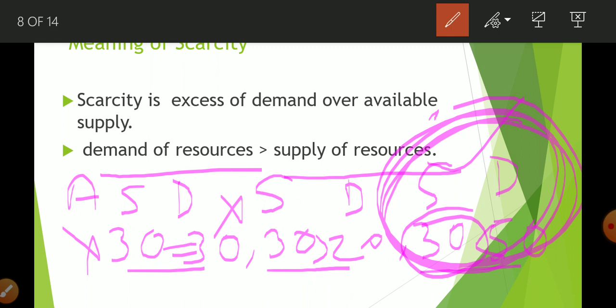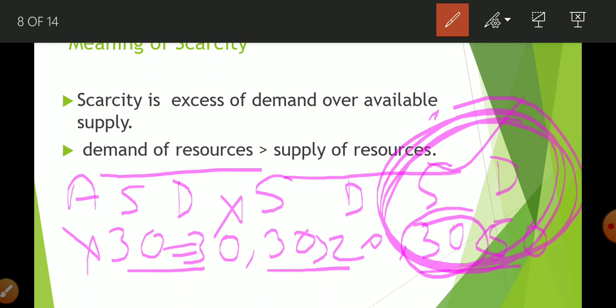Suppose we talk about diamond and water. Water is necessary for our survival. Without water we cannot survive. But on the other hand, if you do not have a diamond, you are not going to die. But if you do not have water for a few days, obviously there will be dehydration, and you will not be able to survive.